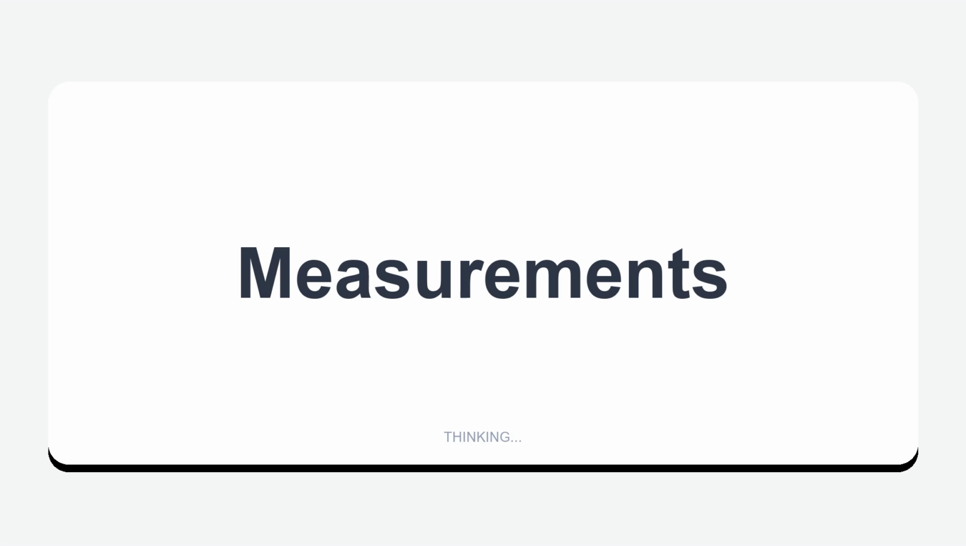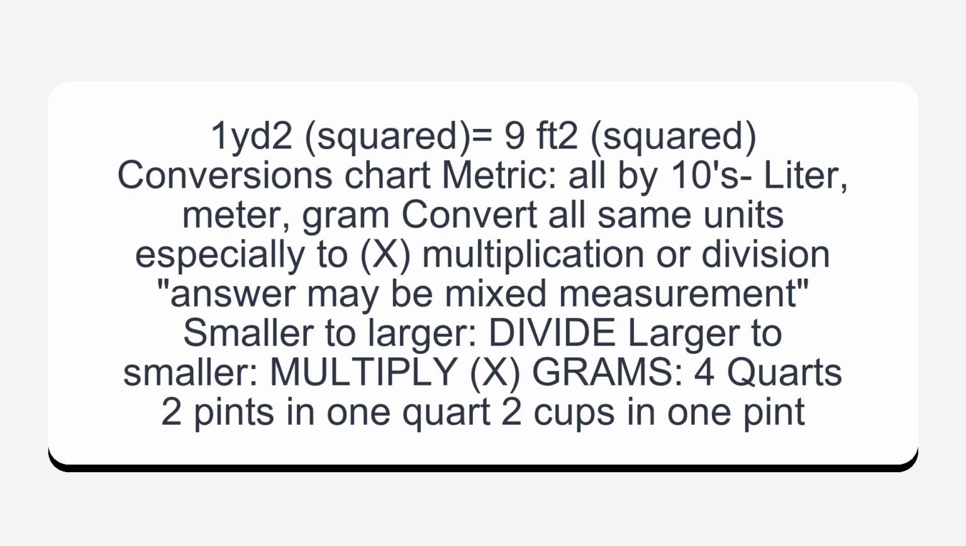Measurements: one square yard equals 9 square feet. Conversions chart: metric is all by tens: liter, meter, gram. Convert all to the same units, especially before multiplication or division. The answer may be a mixed measurement. Smaller to larger, divide. Larger to smaller, multiply. 4 quarts in a gallon, 2 pints in a quart, 2 cups in a pint.